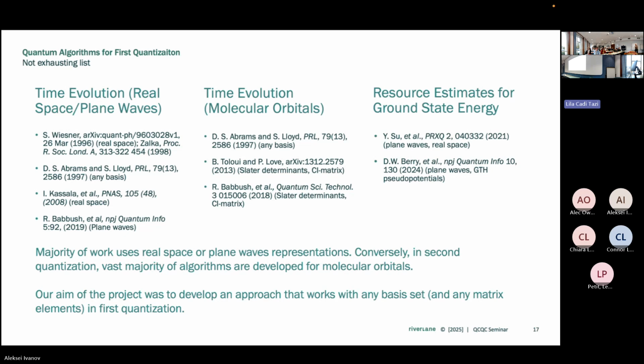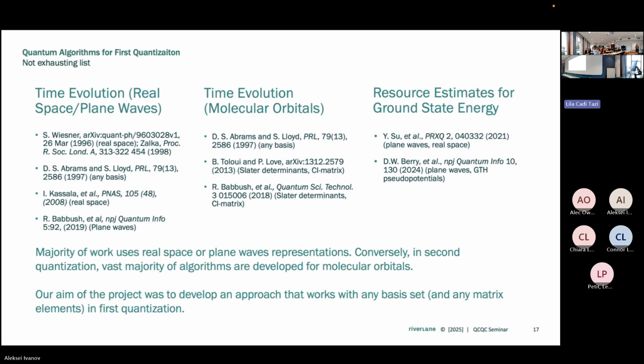And then I separated it into three columns. Basically, the first column is time evolution with real space and plane waves. Then there is time evolution with molecular orbitals. And then there are works on resource estimates just for ground state energy estimation, where people actually try to count how many gates and qubits you need in order to do ground state energy estimation. And this is not a comprehensive list. There are many other nice works which I didn't include here, and I apologize for this. But I think this is just a representative basis, which shows how the field develops.